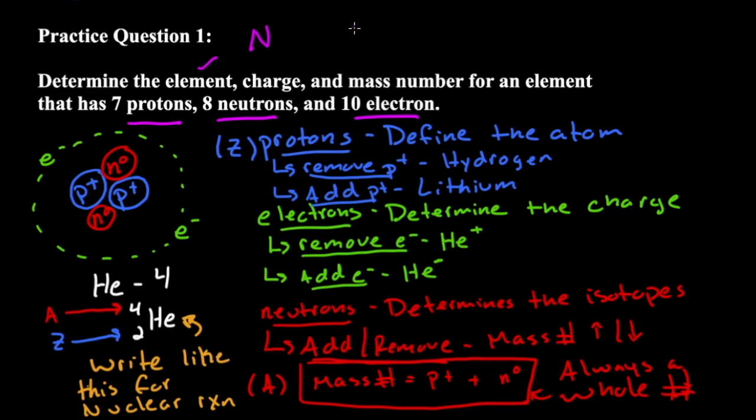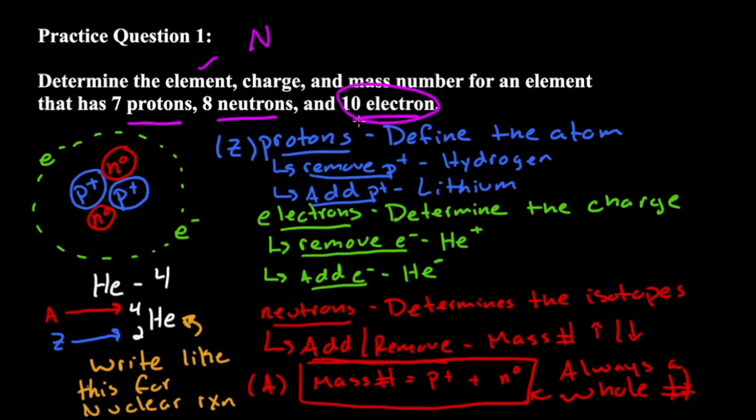And then we want to figure out what the charge is going to be. Well, to figure that out, you would look at the protons and look at the electrons. And whichever one is in excess, the one that's left over in excess, that's going to determine what the charge is.